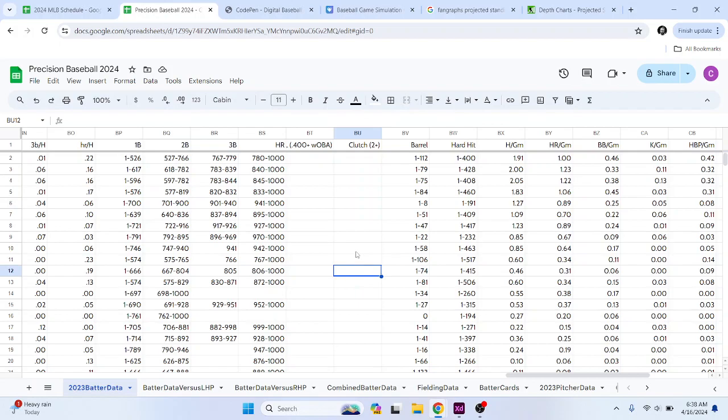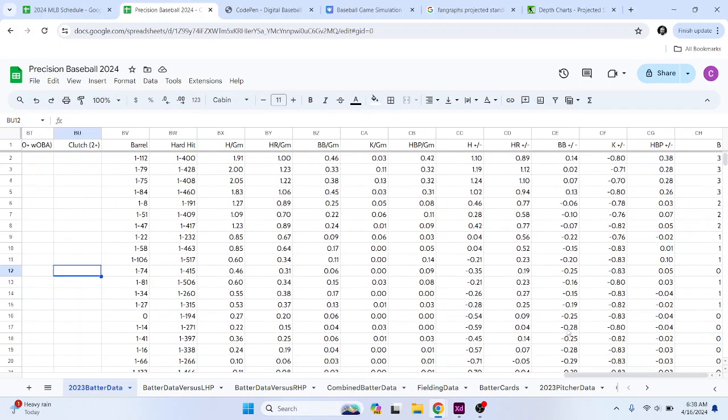So if it was a particular kind of situation, he would get a plus whatever in a clutch situation. I think I'm going to go away from that in the final version of the game, but it's still there. I keep it there just in case I want to add those in. We got our barrel and hard hit percentages.